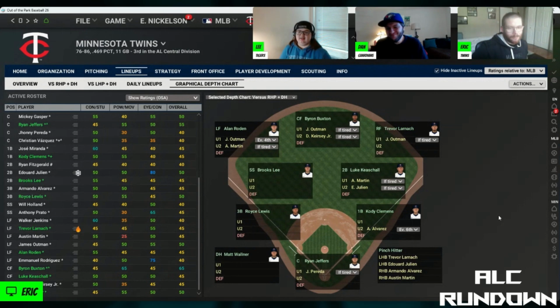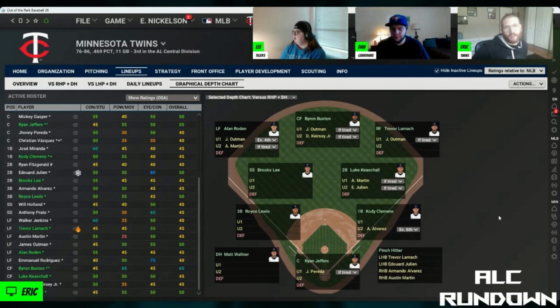Byron Buxton, the only above average bat consistently in this lineup. He's been great. Hope he continues to be great. I hope he's not punished for being loyal to the Twins. Left field, this could be a number of names. I put Alan Roden because they traded for him. They obviously do like him because he was one of the few players that was actually brought up instantly after the trade deadline that they traded for.